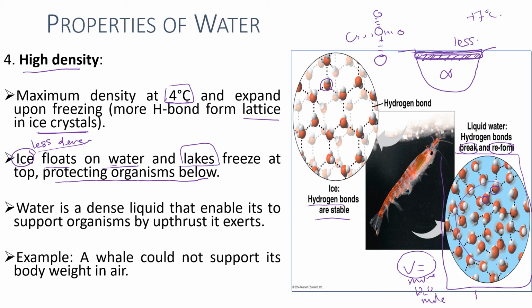Okay, so water is a dense liquid that enables it to support organisms by the upthrust it exerts. So living organisms such as fish, or even whales, that are heavier, will be able to swim in the water, because the water is a dense liquid that can exert buoyancy. A whale could not support its body weight in the air, however.